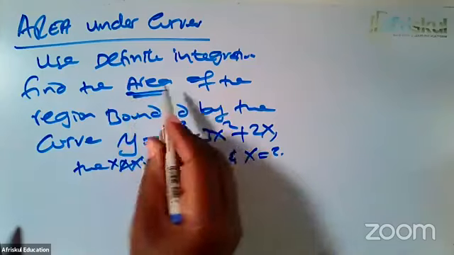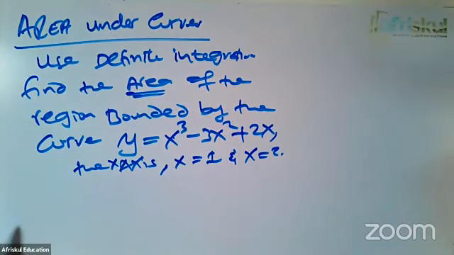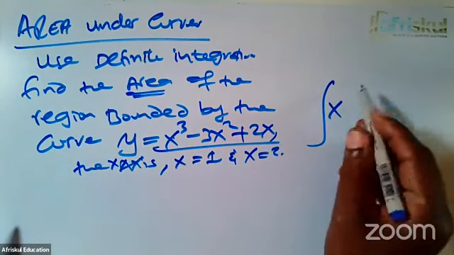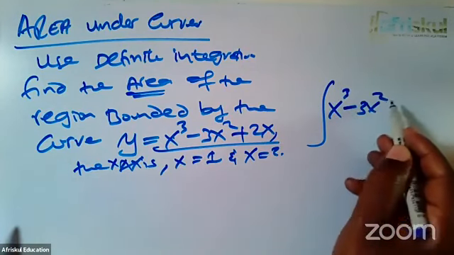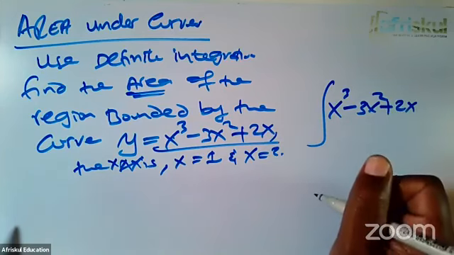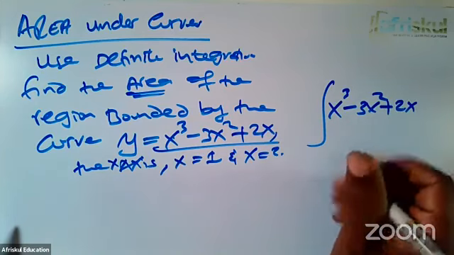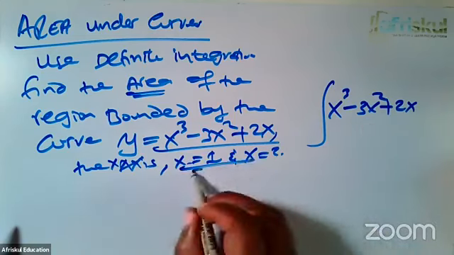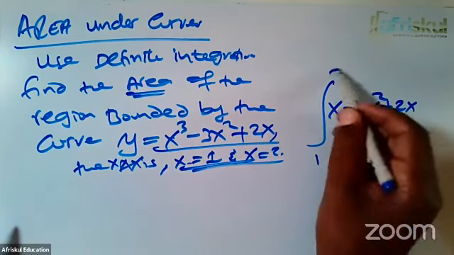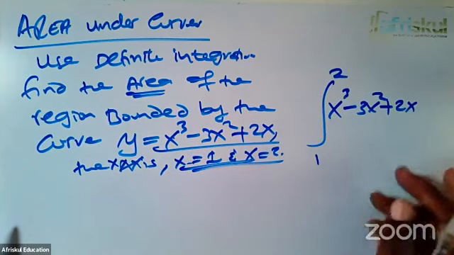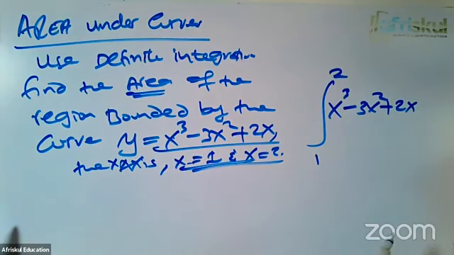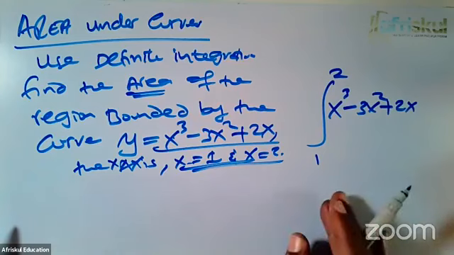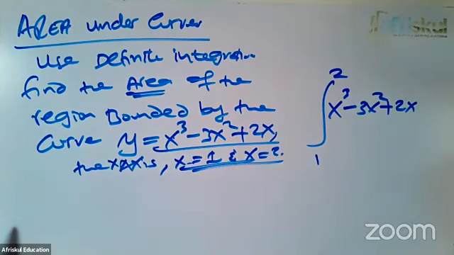Getting area under a curve, ladies and gentlemen, they simply want us to integrate. So they want us to integrate this, which is x cubed minus 3x squared plus 2x. So we integrate it within the limits of x, where x is 1 and 2, like that. Of course, I'm integrating this with respect to x. So could you kindly integrate this for us?